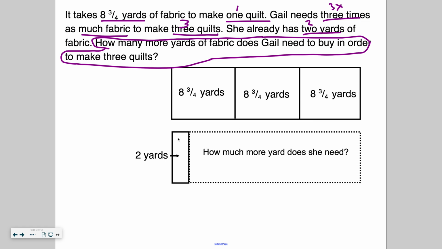And then we know that she already has 2 yards, so that's why I have another tape diagram that shows how much she has, and I want to know how much more she needs. So once I figure out the total for all 3 quilts, using the 8 3/4 per quilt, 1 quilt, 2 quilts, 3 quilts, and then when I take away the 2 yards that she already has, I'll be left with what she needs. So I hope that hint was helpful for you to be able to solve.